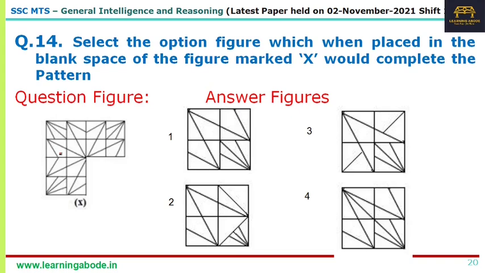Now question number 14, which one will complete the sequence? So what is happening here? Now this is like 4 blocks or 4 pieces. This is one piece, this is another piece, and this is the third piece, and you have a 4th piece which is missing.